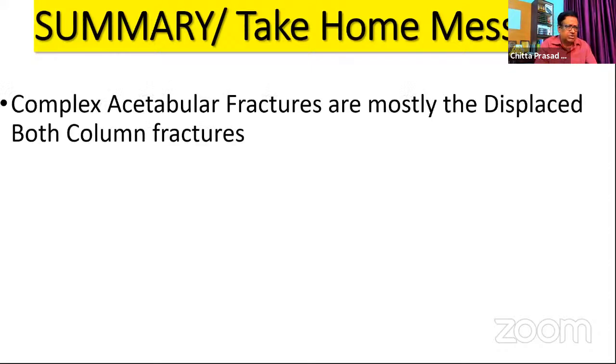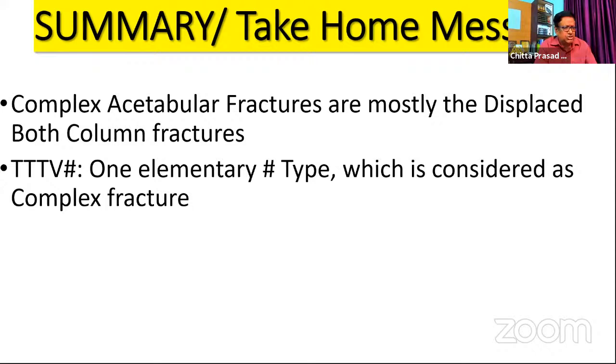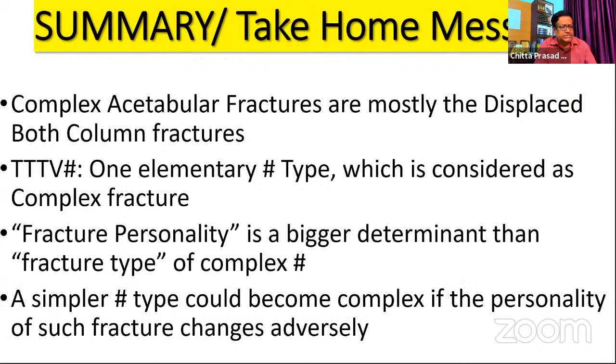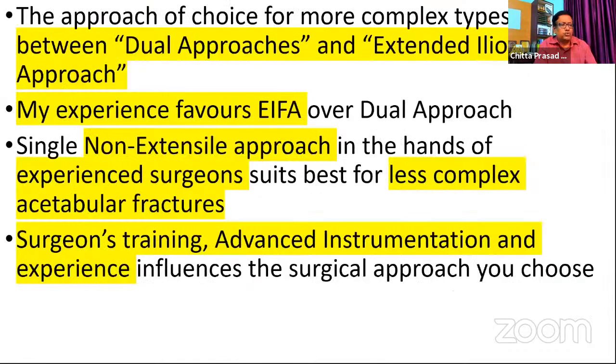Summary: complex acetabular fractures are mostly displaced both column fractures. Transrectal transverse, one of the elementary type fractures, is again considered a complex fracture because of its personality. Fracture personality is a bigger determinant than the fracture type of complex fractures. A simpler type could become complex if the personality of such fracture changes adversely. And the approach of choice for the complex type fractures remains between dual approaches and the extended iliofemoral approach. My experience favors the extended iliofemoral approach over dual approach. Non-extensile approach suits fresh injuries, less complicated. Surgeon's training, advanced instrumentation and experience influence the surgical approach of your choice.